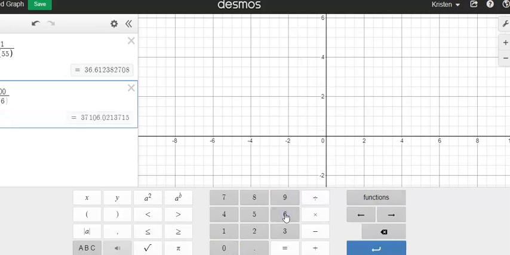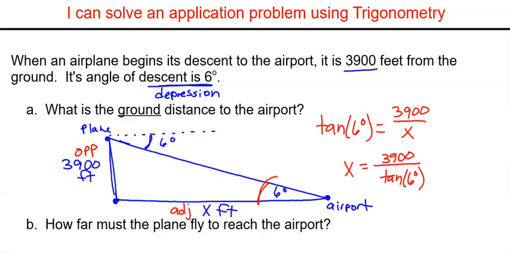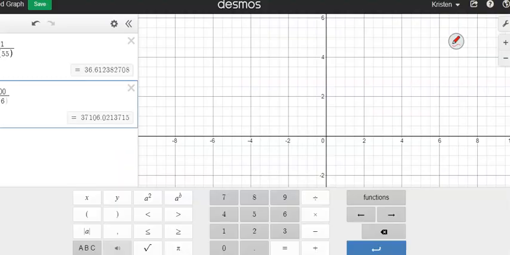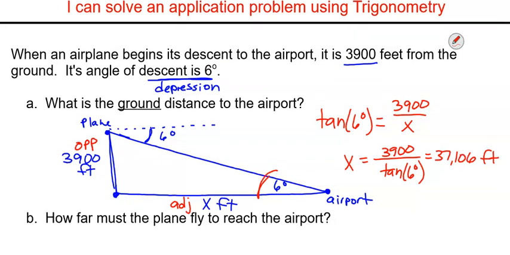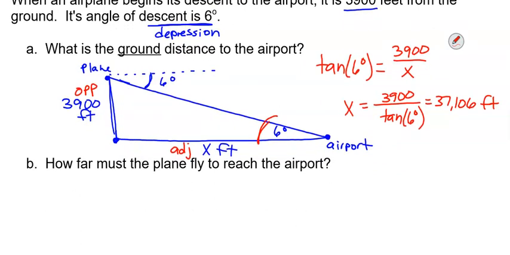And we get 37,106. And that's in feet. Just double checking that I wrote that down right. All right, which makes sense. You have a teeny tiny angle, so you're going to end up with a very big number on the bottom there. Then part B, how far must the plane fly to reach the airport?